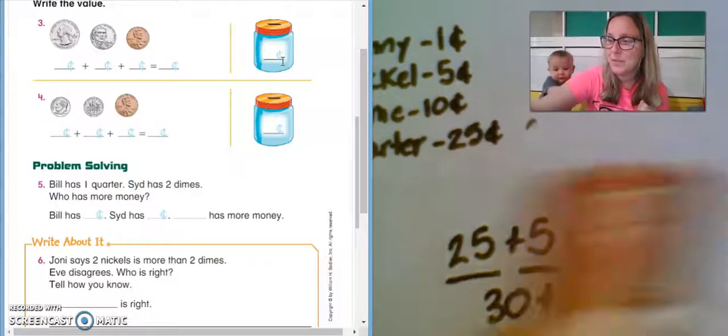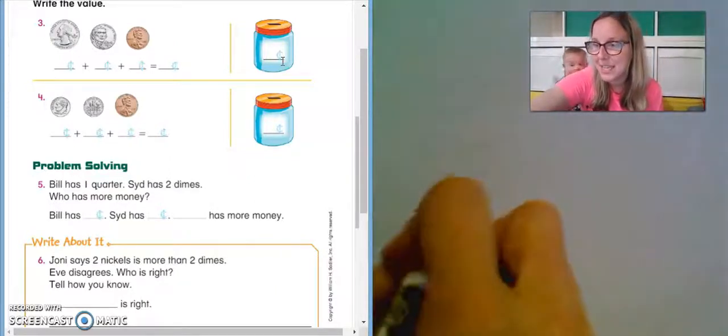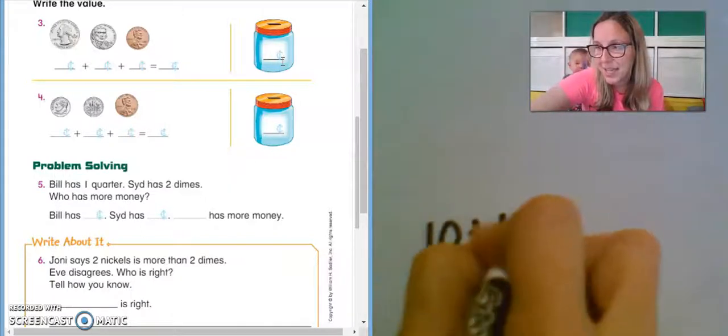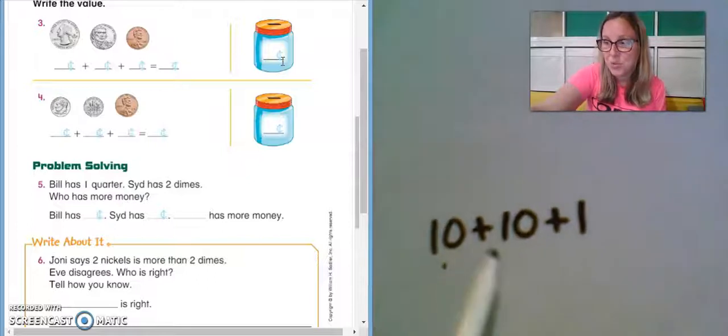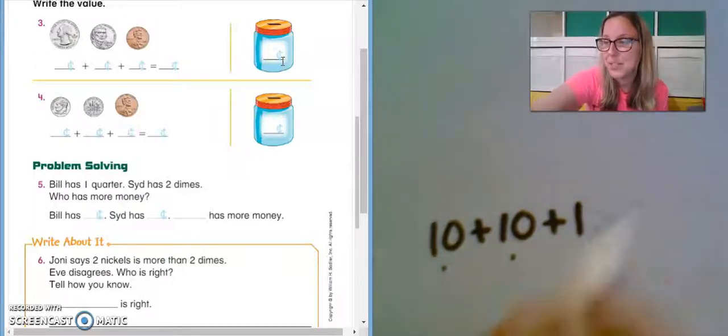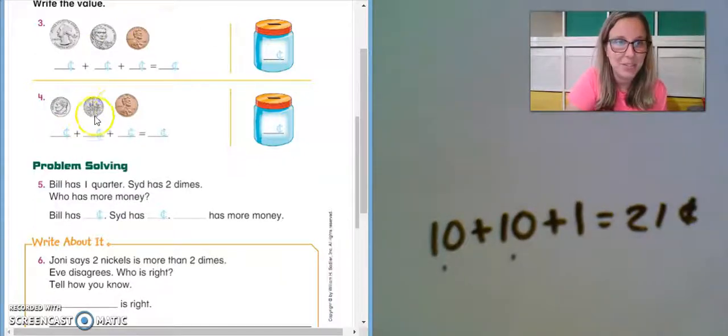Moving on to number 4, I have a dime plus a dime plus a penny. So what that's saying is 10 plus 10 plus 1. So I can count 10, 20 plus 1 more equals 21 cents. So you can put 10 plus 10 plus 1 equals 21, and 21 cents here.